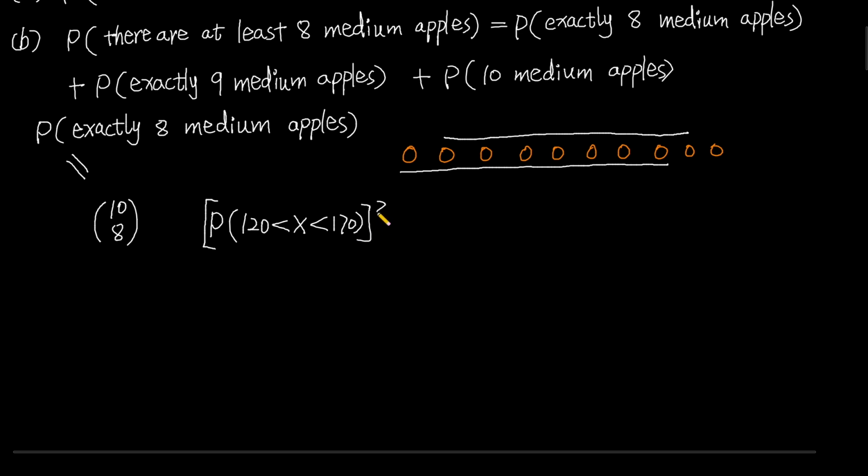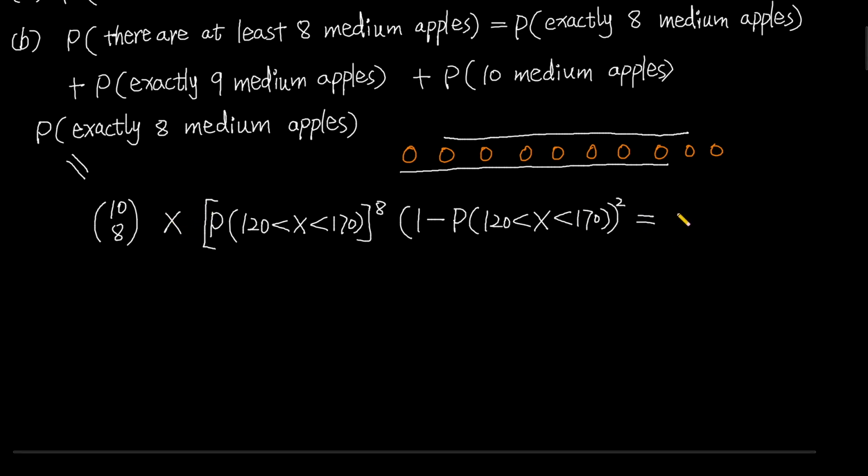power of 8. And there are 2 apples that are not medium, so the probability that the apple is not a medium apple is 1 minus the probability that the apple is medium, 120 < X < 170. And this should be to the power of 2 for the apples that are not medium. Then we need to multiply the total cases and the probability of each case. So multiply them to get the answer.